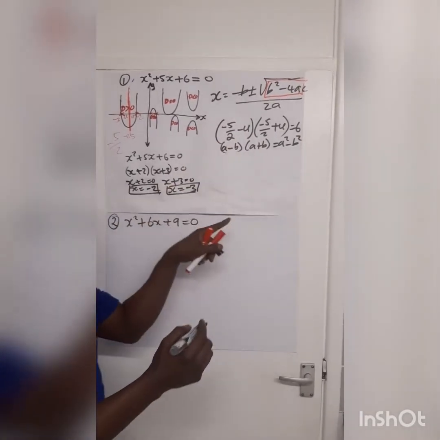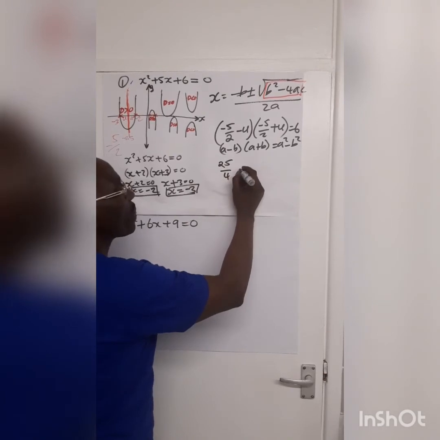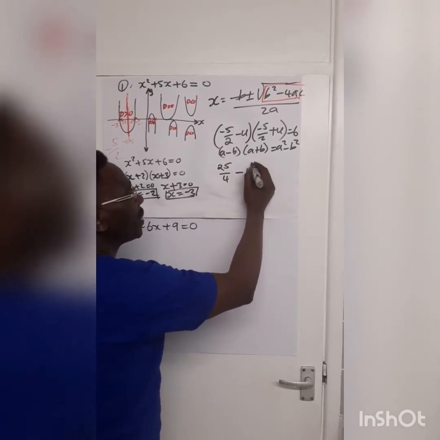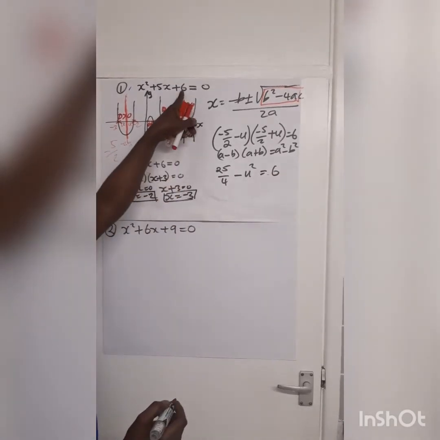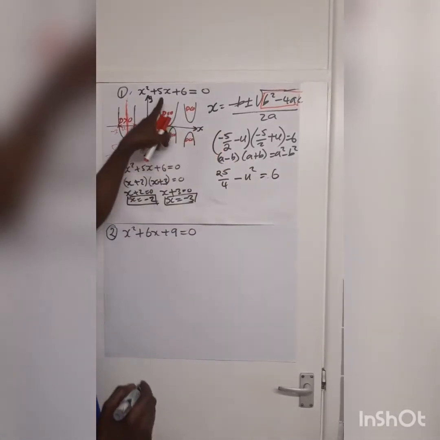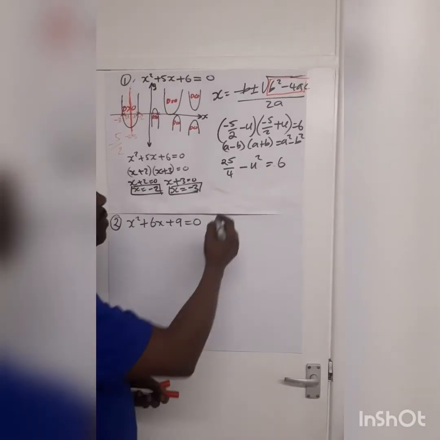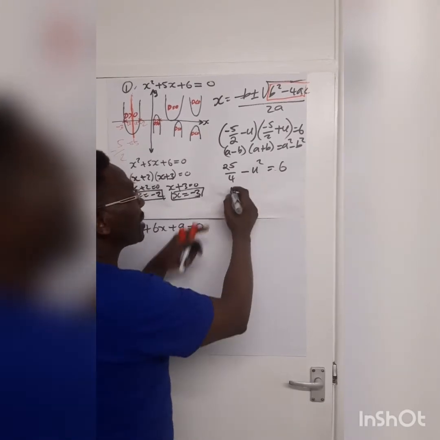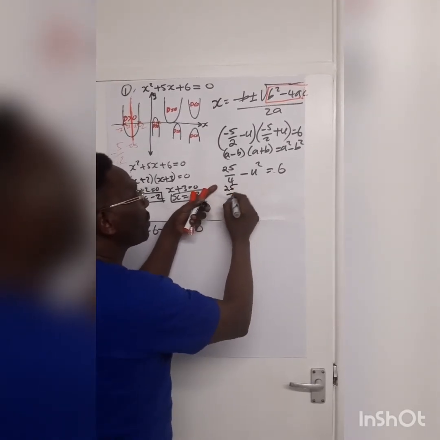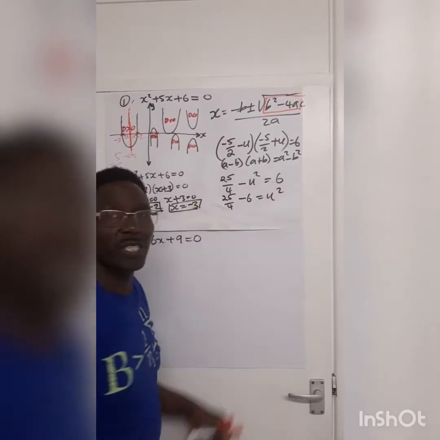So negative 5 over 2 squared will be 25 over 4, minus u squared equals 6. We take this 6 as it is, but we only put a negative on half of that coefficient of x. So now we can just make u the subject. We can just swap these numbers and we'll have 25 over 4 minus 6 equals u squared.